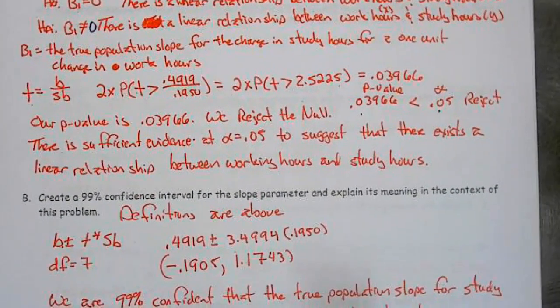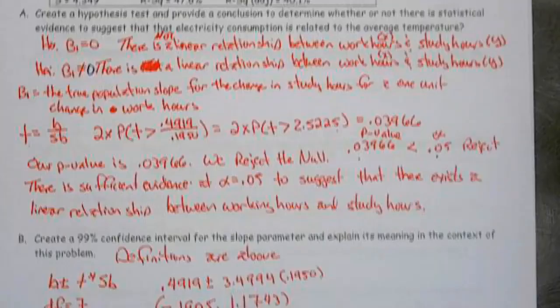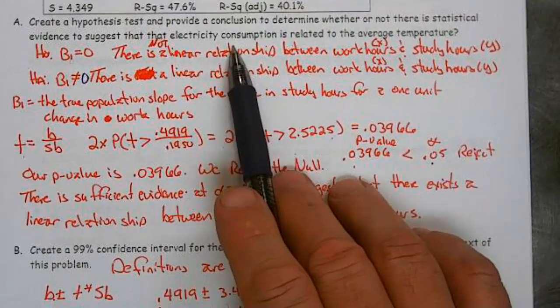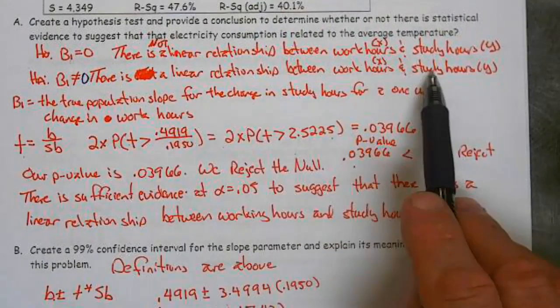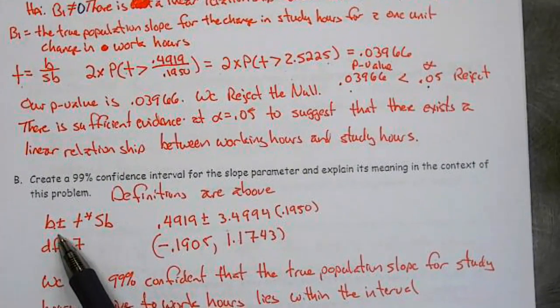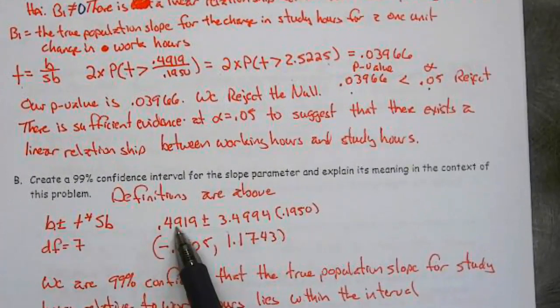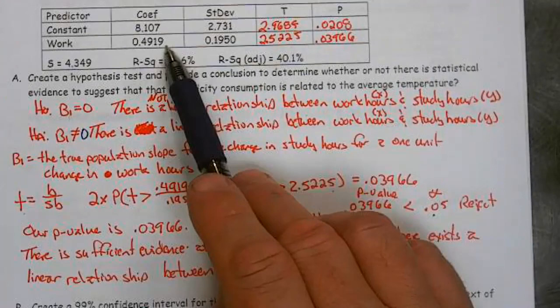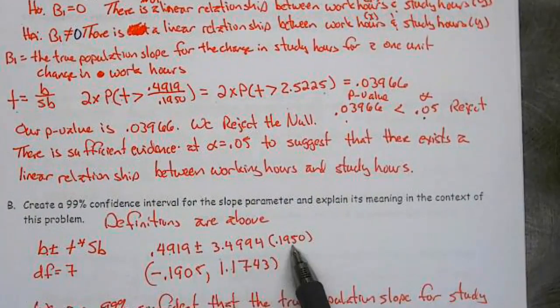Create a 99% confidence interval. If I had not done the definitions above, I would need to do them here, but I've defined the slope, and I've defined my X and Y, so I'm not going to do it again. So slope plus or minus T star standard error of the slope. Well, we know our slope is 0.4919, that came from up here. And we know our standard error is 0.1950, that came from up there. So we need to calculate our T star.